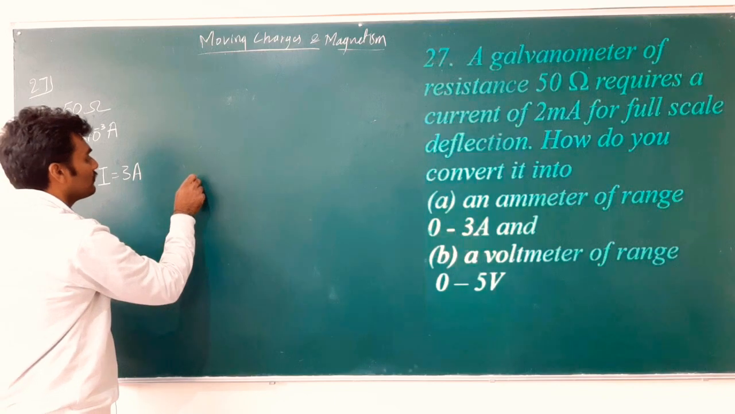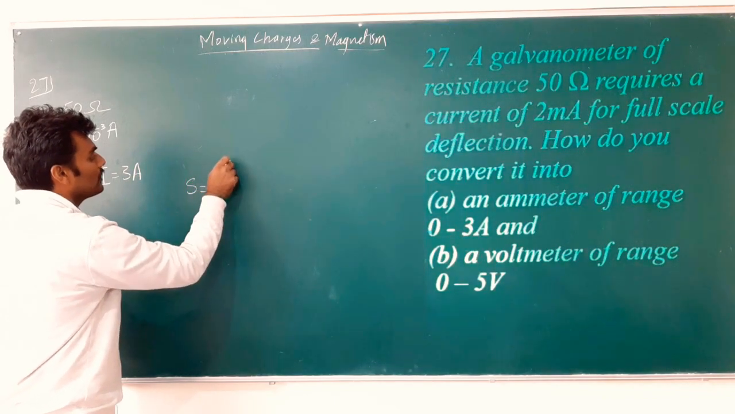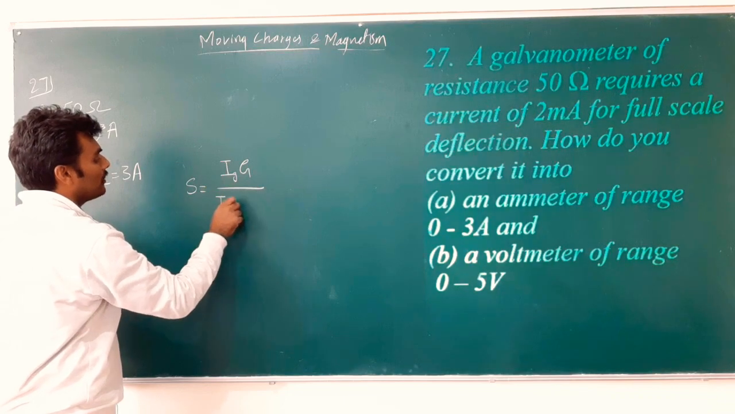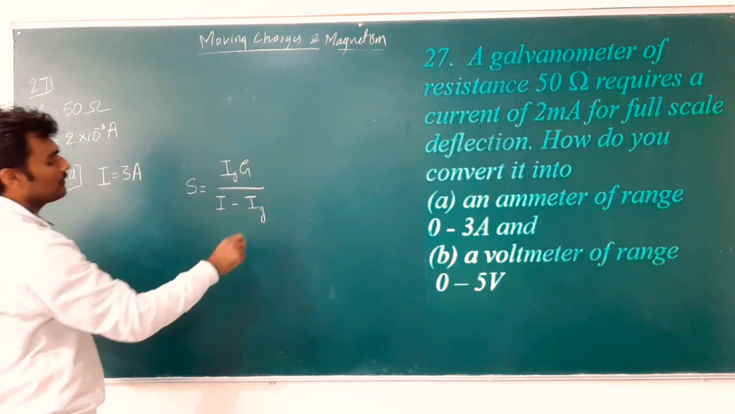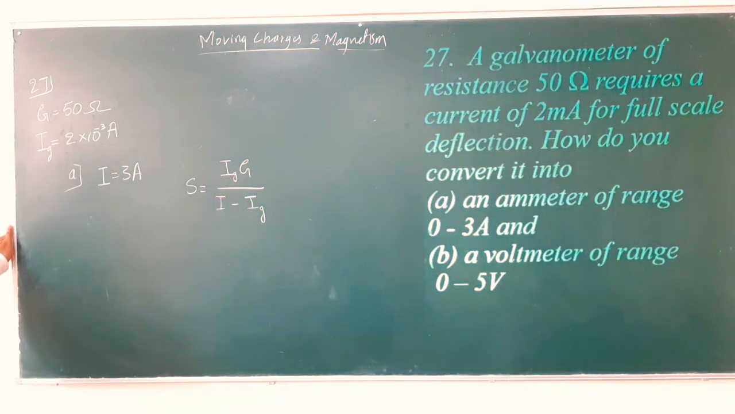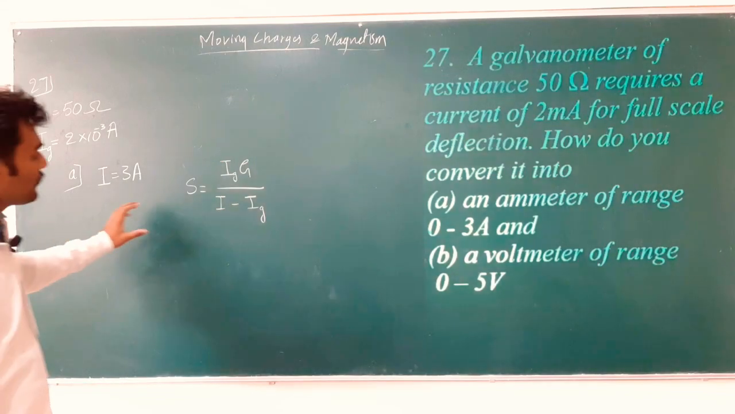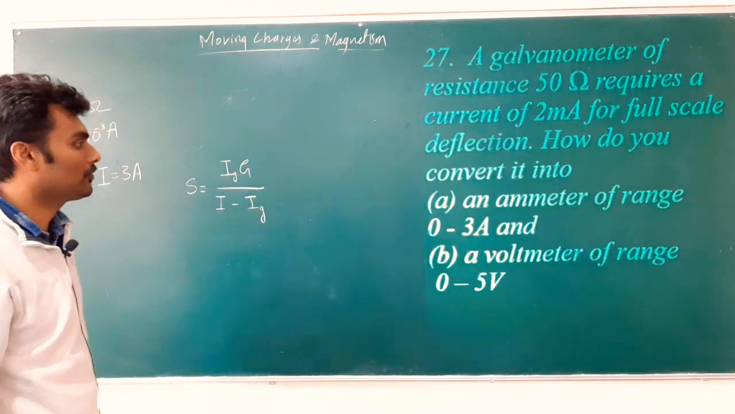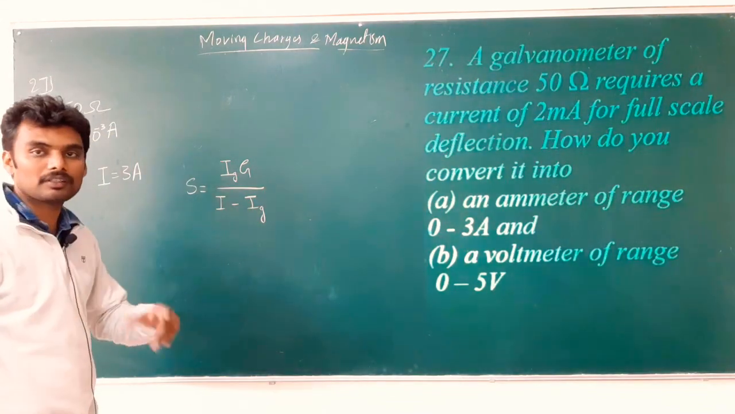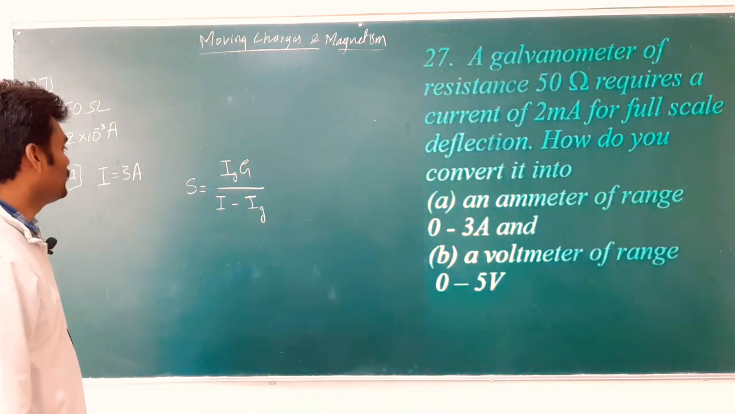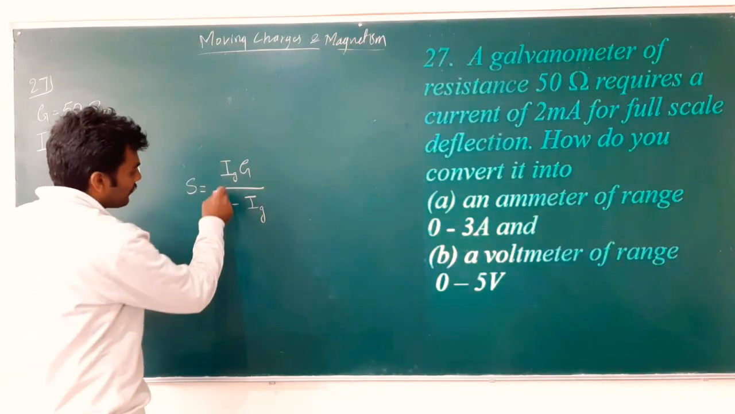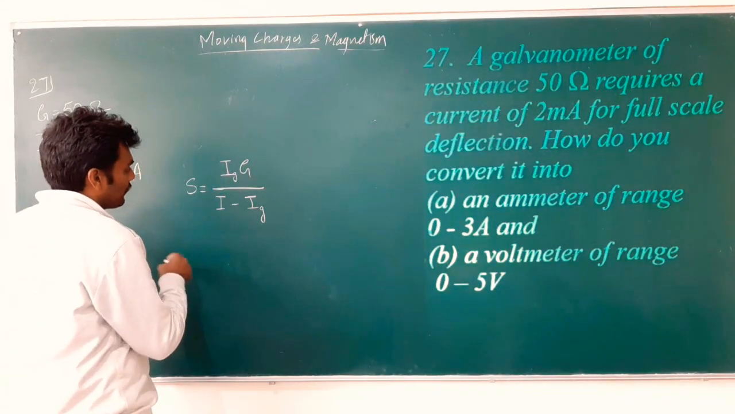So the expression is S is equal to Ig G divided by I minus Ig, right? This is the expression for the shunt resistance which has to be connected in parallel with the given moving coil galvanometer, so that we convert that into an ammeter, right?